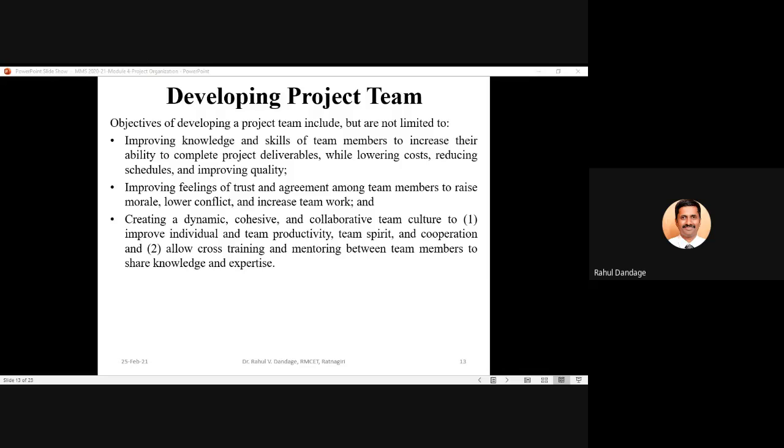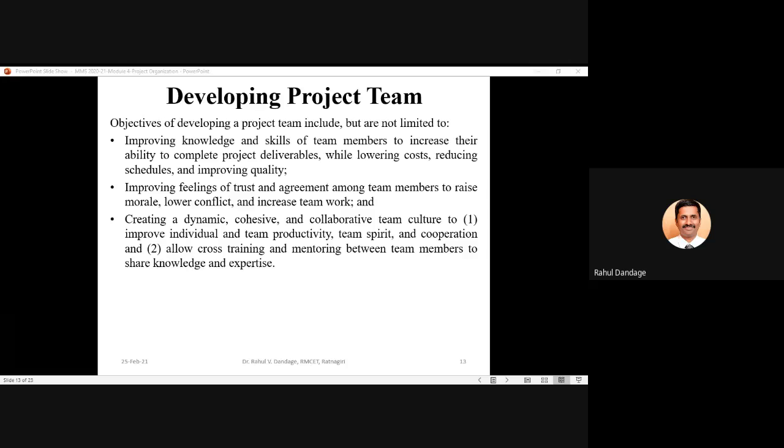They should help each other. They should take the help from others, and that collaborative team culture is essential for what? To improve the individual performance as well as the productivity of your team. The team spirit will also get improved and the cooperation among team members will be enhanced.